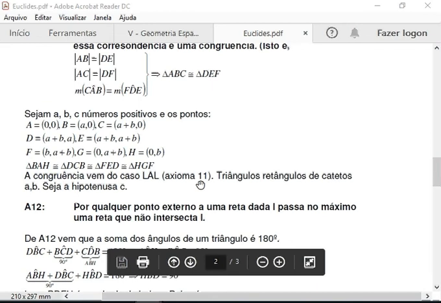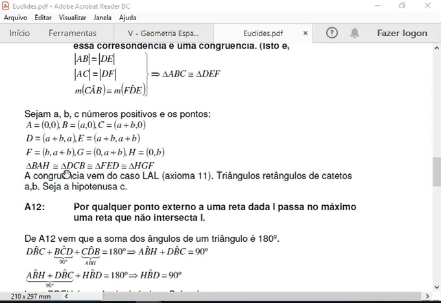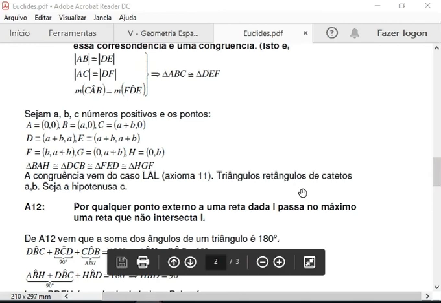From axiom 11, these four triangles are congruent: the triangle BAH, the triangle DCB, the triangle EFD, and the triangle HGF. They are right triangles. The catheti are a and b, and the hypotenuse is c.